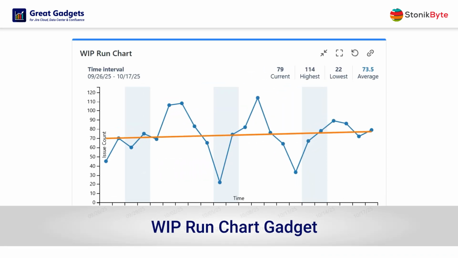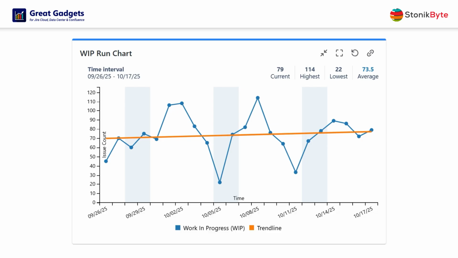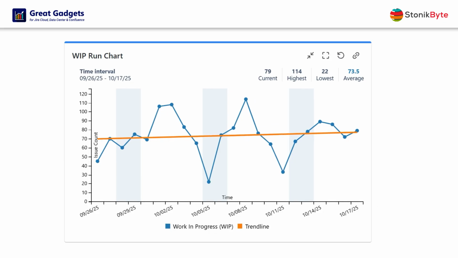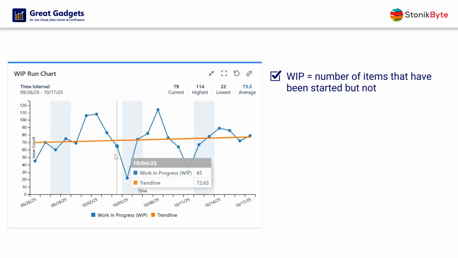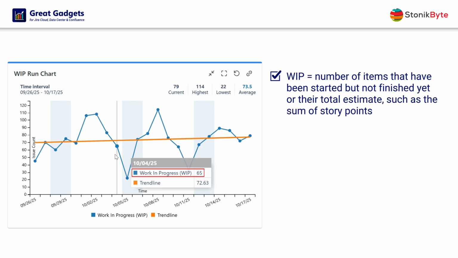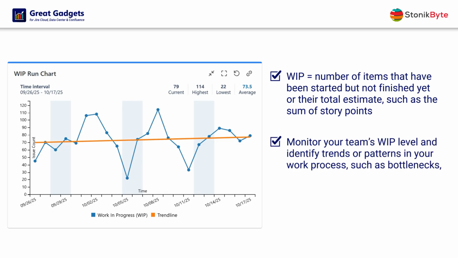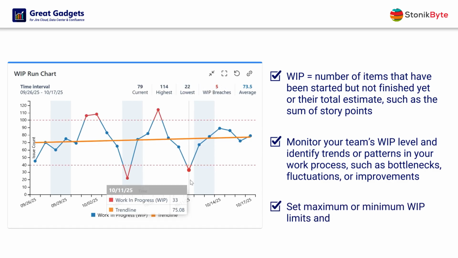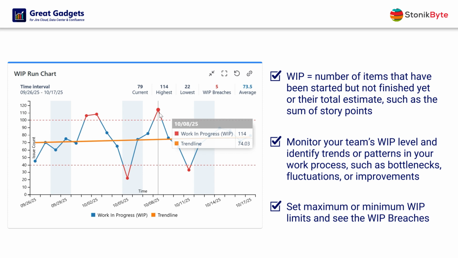The WIP Run Chart gadget helps you visualize how much work in progress your team has over time. WIP is the number of items that have been started but not yet finished, or their total estimate, such as the sum of story points. By using this gadget, you can monitor your team's WIP level, so you can identify trends or patterns in your work process, such as bottlenecks, fluctuations, or improvements. You can even set maximum or minimum WIP limits, and see the WIP breaches highlighted in red, and displayed at the top of the chart.